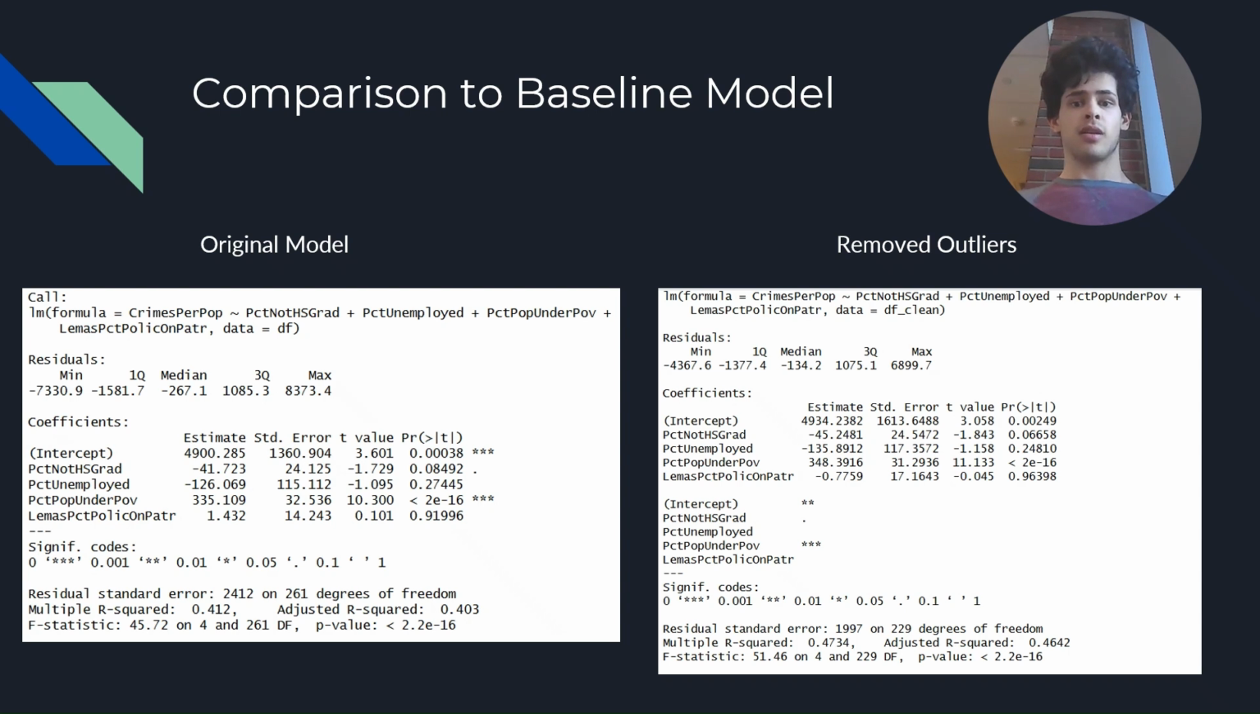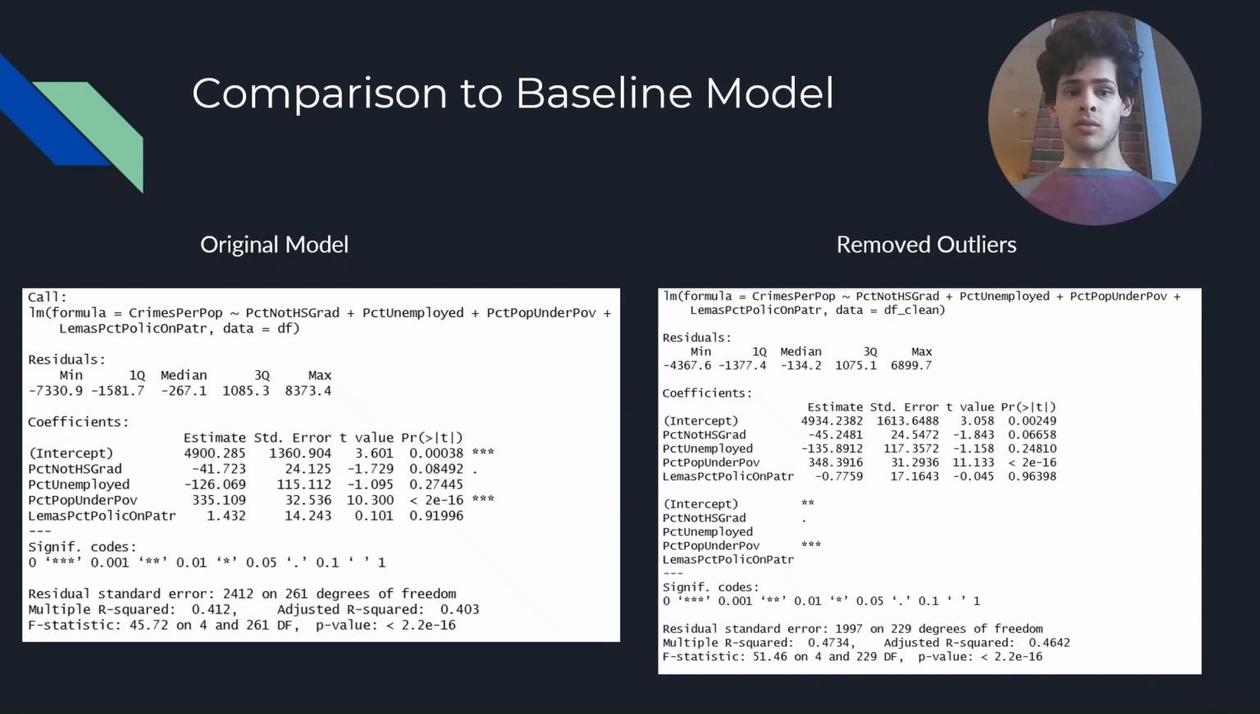The first step is to compare the model with and without the removed outliers based on leverage and Cook's distance data. With all outliers removed, the estimates and most standard errors remain fairly consistent. The intercept standard error, however, does have a solid increase from 1360 to 1613. But it is unrealistic for all the predictor values to ever be zero. There is commonly going to be a percentage unemployed or not high school grad or a percentage under poverty.